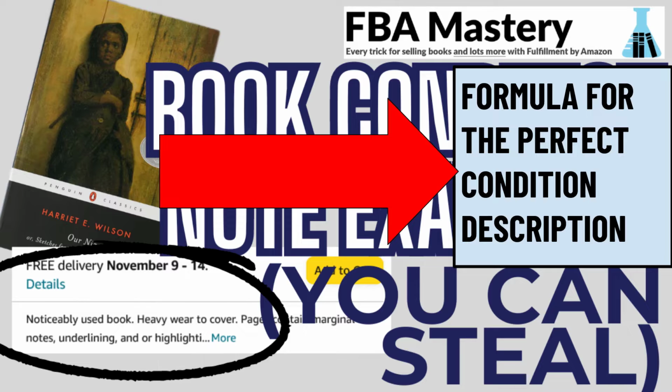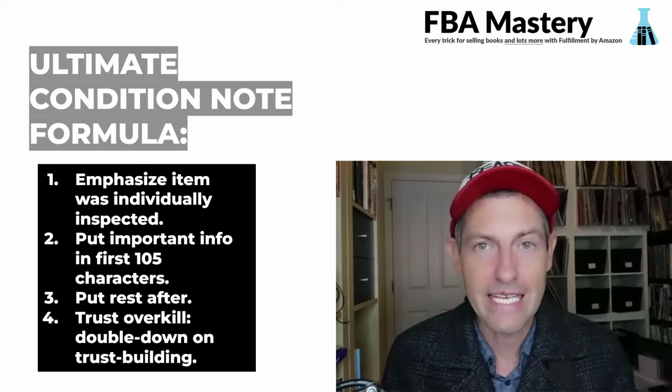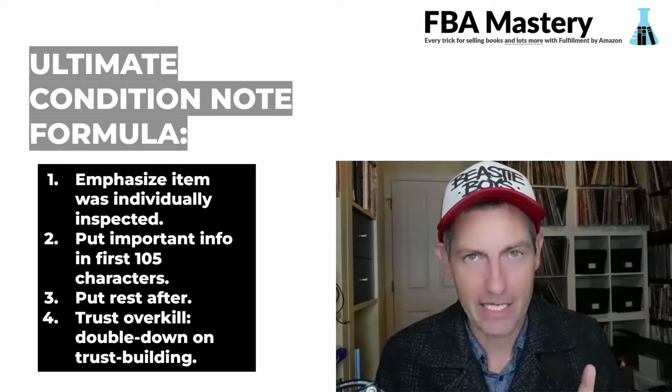Okay, as I promised, the formula for writing your own condition descriptions. So here it is. You want to write this down. Every condition description should incorporate these 4 things. Number 1, emphasize the item was individually inspected.